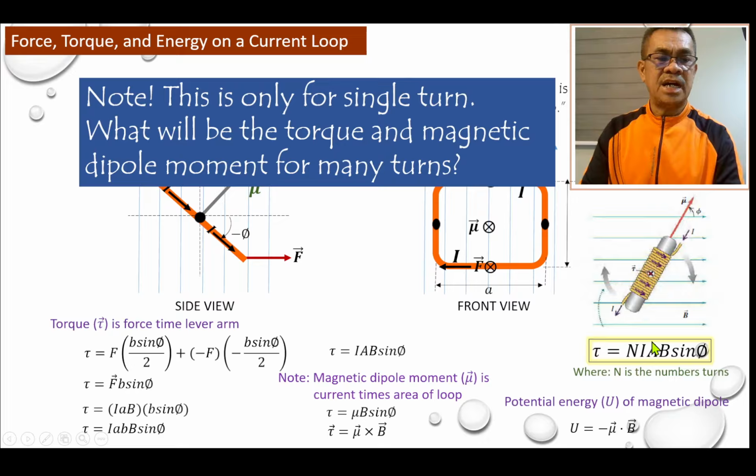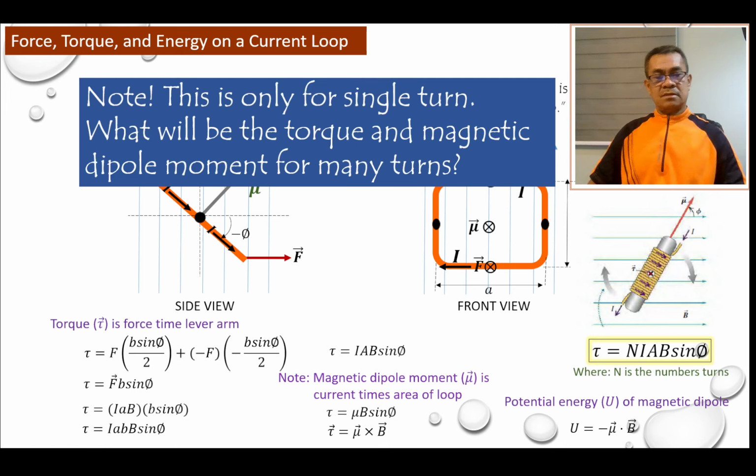So meaning this NIA here is our dipole moment, mu. So this is still mu cross B. So since this is mu magnitude times B and we have sin theta, then this is now the magnitude of torque. Okay, so that's it.